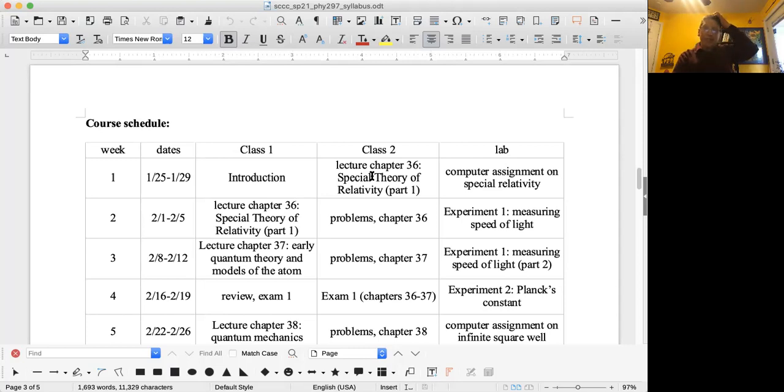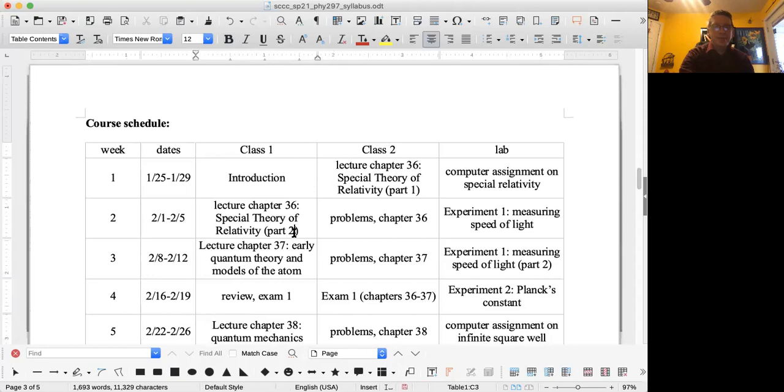There will be a computer assignment this Friday on special relativity. So we'll meet synchronously Friday at 12. And basically, there'll be a problem probably from the book. It could be some sort of numerical analysis or something along those lines. But that will be the assignment for Friday. Next week, this will be part 2.